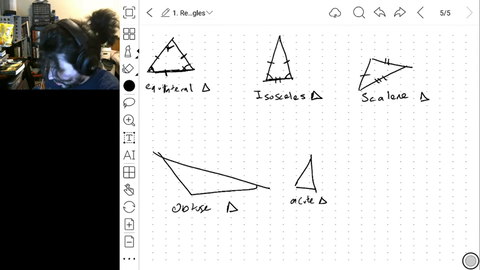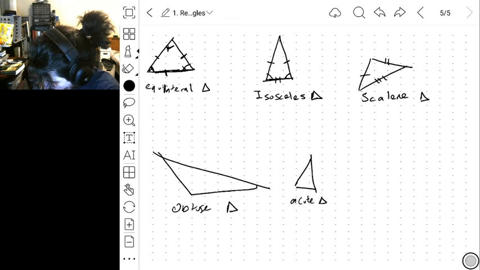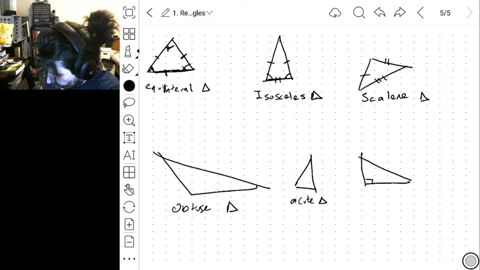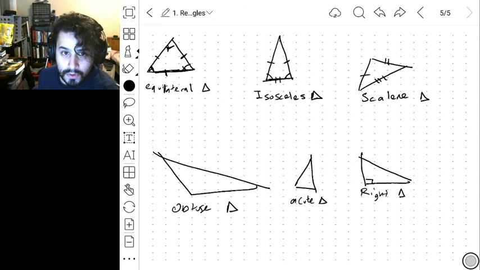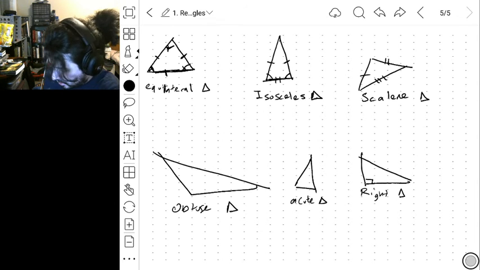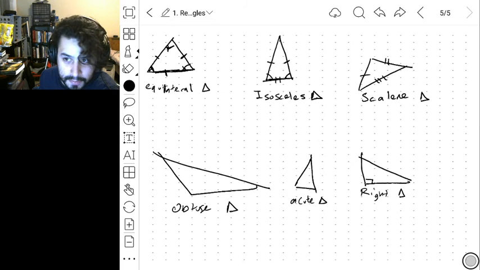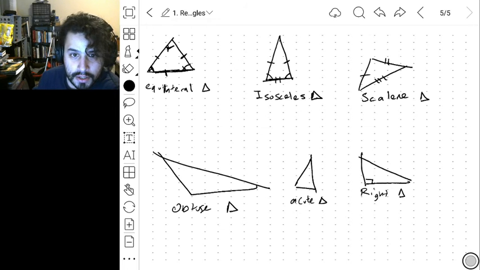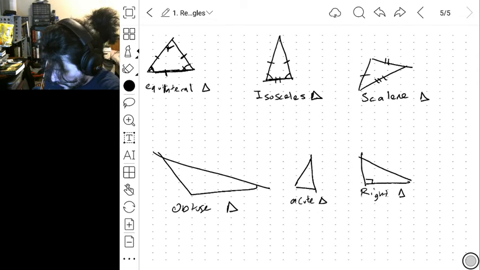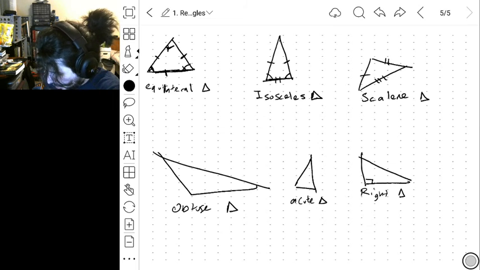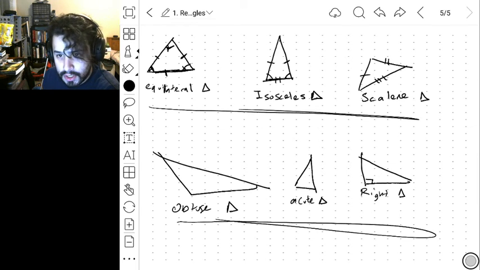And if you have a triangle with a right angle, then this will be called a right triangle. Now, you can have triangles be, let's say, acute and isosceles at the same time. In fact, you can see that right now. And you can have triangles be obtuse and scalene, or right and isosceles, or right and scalene. So the triangles at the top here and the triangles at the bottom here are not exclusive to each other. You can have them mix around.